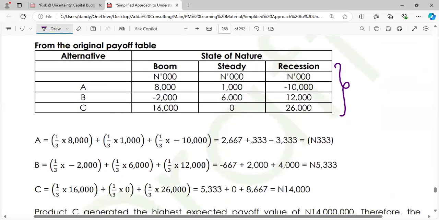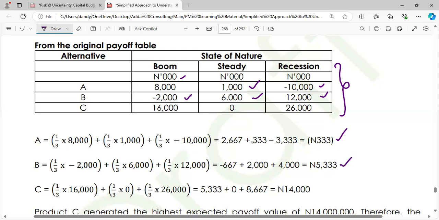So starting from the first one, which is 8,000. Therefore, 8,000 multiplied by 1 over 3 plus, open a bracket, 1,000 multiplied by 1 over 3, then another bracket, minus 10,000 multiplied by 1 over 3. So at the end of the day, we have minus 333 naira. You do the same thing for alternative B. For alternative B, the first item under boom is minus 2,000. So minus 2,000 multiplied by 1 over 3 plus 6,000 multiplied by 1 over 3, then plus 12,000 multiplied by 1 over 3. That's what produced 5,333 naira.